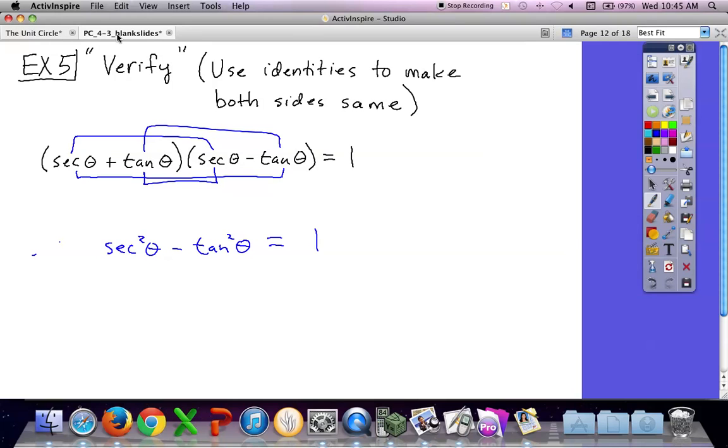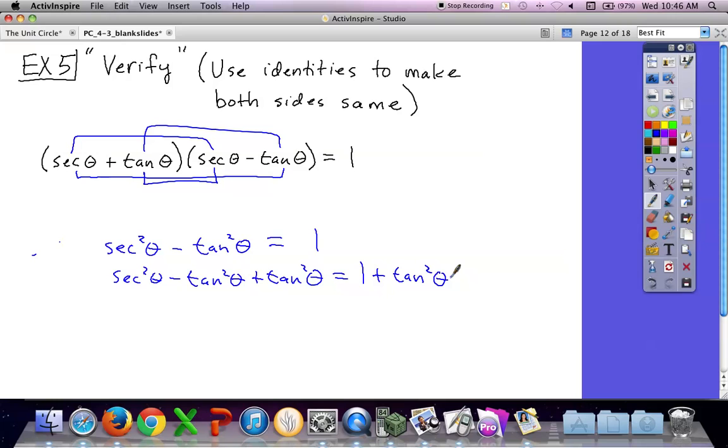Let's see. Add, what you're saying, add tan squared to both sides? Okay. Again, I would consider that a little non-conventional, but that's okay. Secant squared theta minus tan squared theta plus tan squared theta. So you're saying let's add tan squared to the left, and we'll add tan squared to the right.